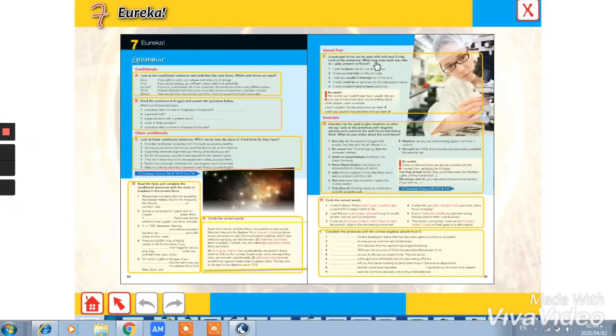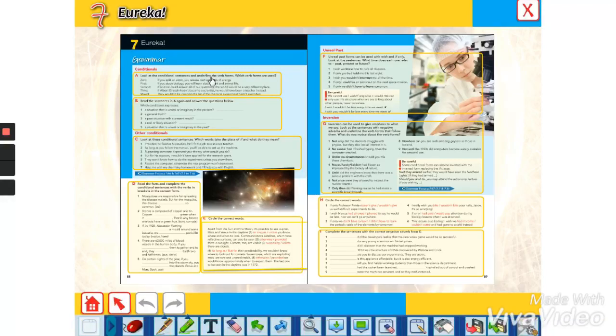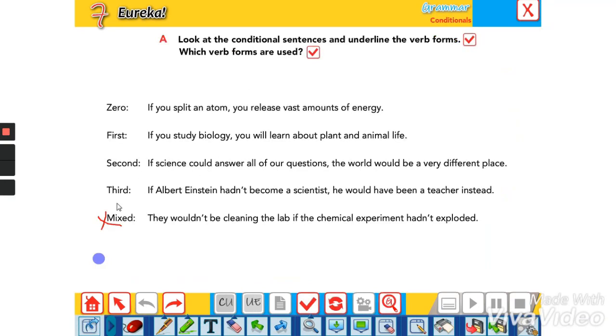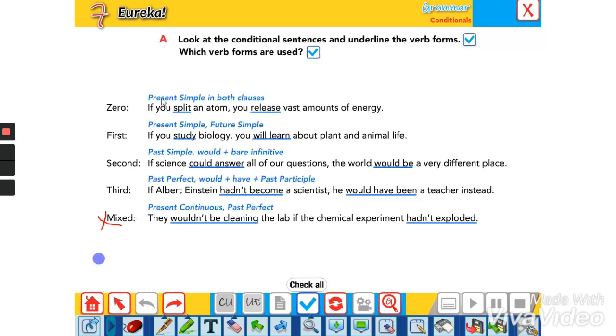Okay, now let's move to your student books, page 88. Please open your student books on page 88 and let's check your answers in exercises A and B that you had as homework last time. Now, in A, what do we have? We have this question that says, look at the conditional sentences and underline the verb forms, and which verb forms are used. Let's see the answers all together.